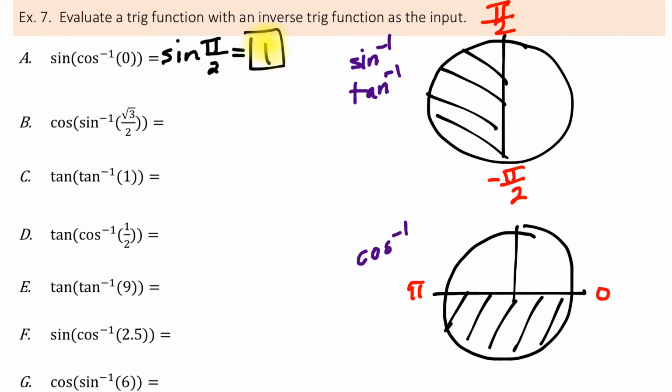All right, so on the second one, we've got the cosine of the angle whose sine is root 3 over 2. So that puts me up on this one here. So positive root 3 over 2 for your sine value would put you up here at the angle pi over 3. So this is really the cosine of pi over 3. And we know the cosine of pi over 3 is 1/2.